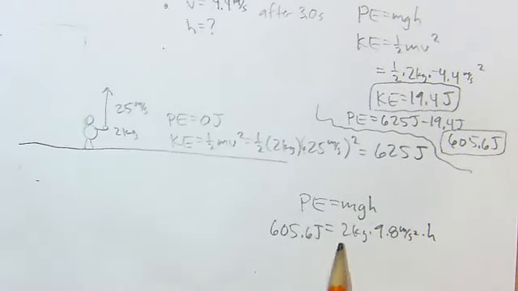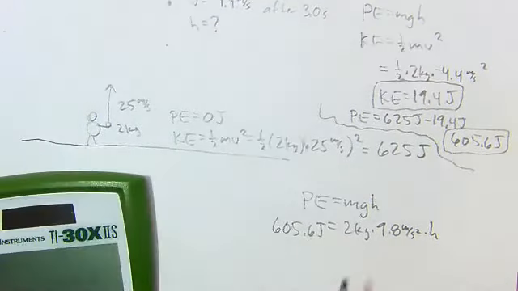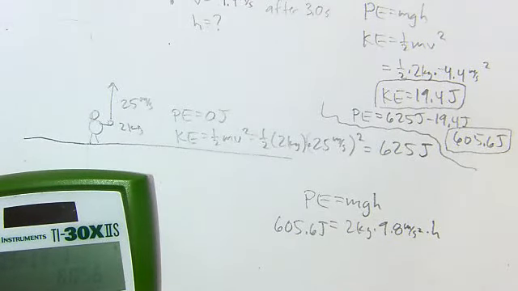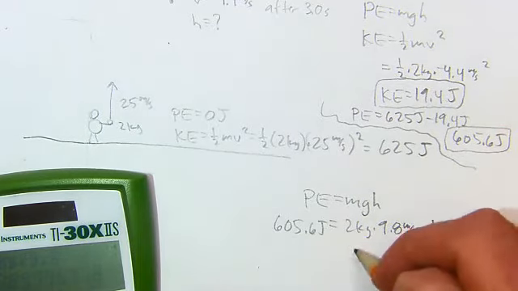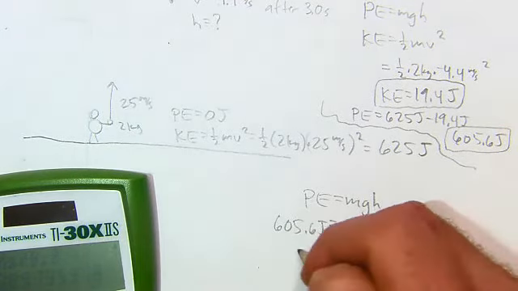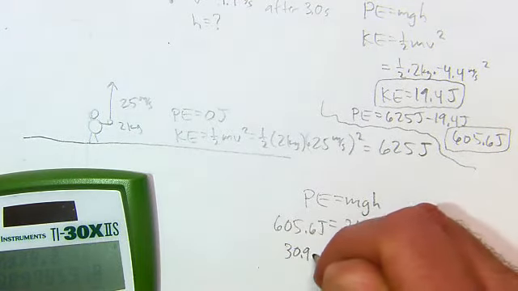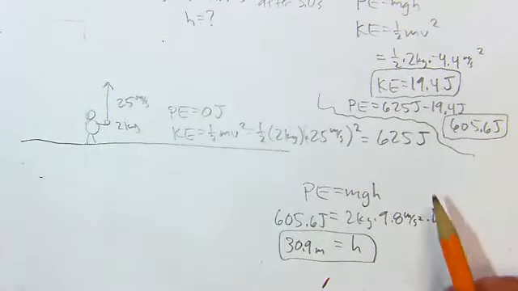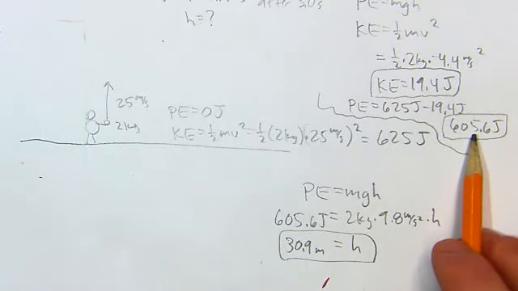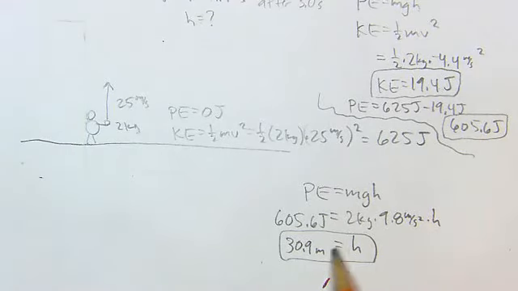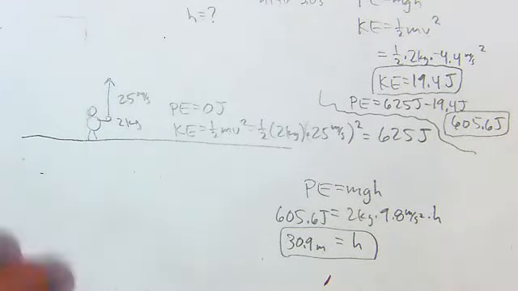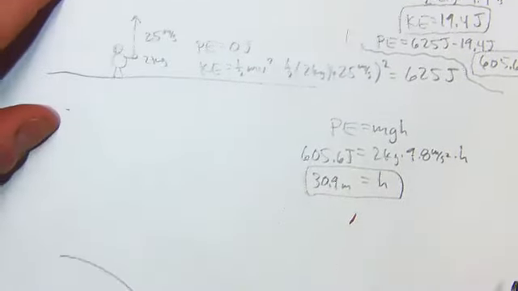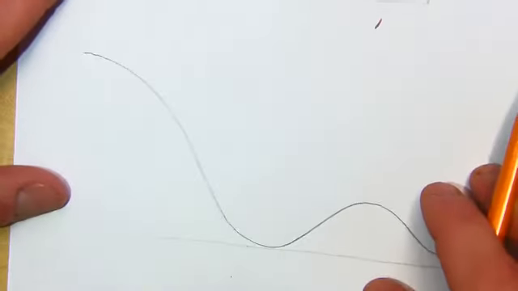So in other words, divide by 2 and divide by 9.8. Okay, so I'm getting h equals about 30.9 meters. Based on the energy that was left there, 605 joules, we got this height here. That's a little tricky because we're using those equations differently than yesterday.